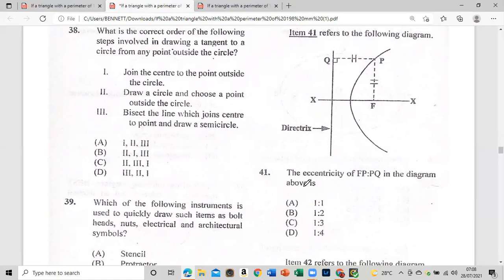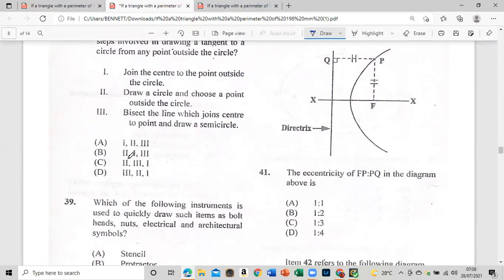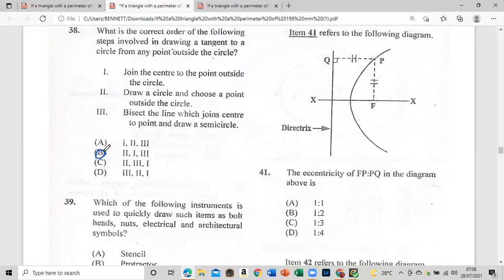And what's the first thing you do? 2, draw a circle and choose a point outside the circle. So that would be 2, so 2 is between this and this. Let's look at the next step. Join the point to the outside of the circle, so that's D. 3 is what I do last, right?